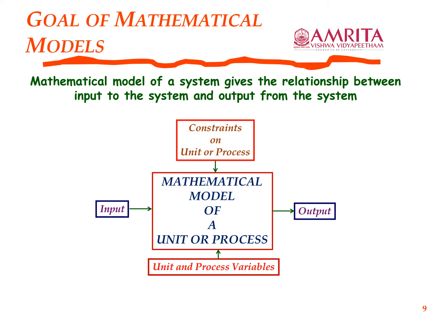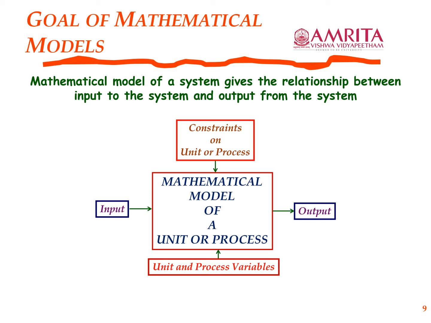So let me rephrase this. The mathematical model is an approximate mathematical representation of the various processes that occur in a single unit or a set of units, right? So there are variables that describe the process. For example, you are talking about a chemical reaction. At what temperature is this reaction taking place? At what pressure is this reaction taking place? What is the rate constant for this chemical reaction? What is the order of this chemical reaction? These are all process variables.